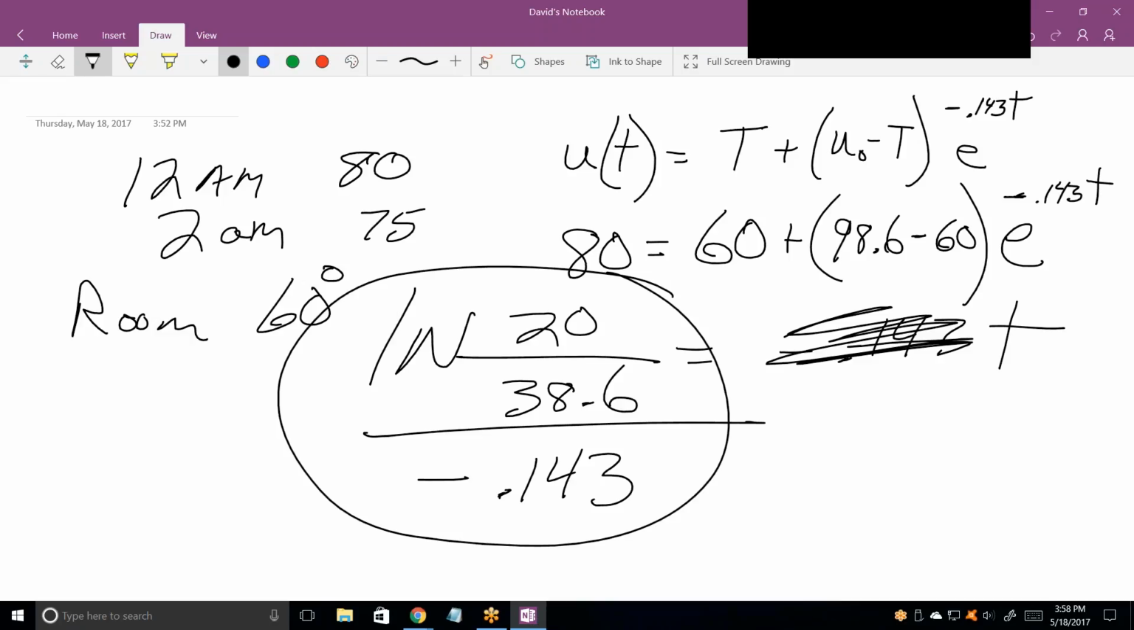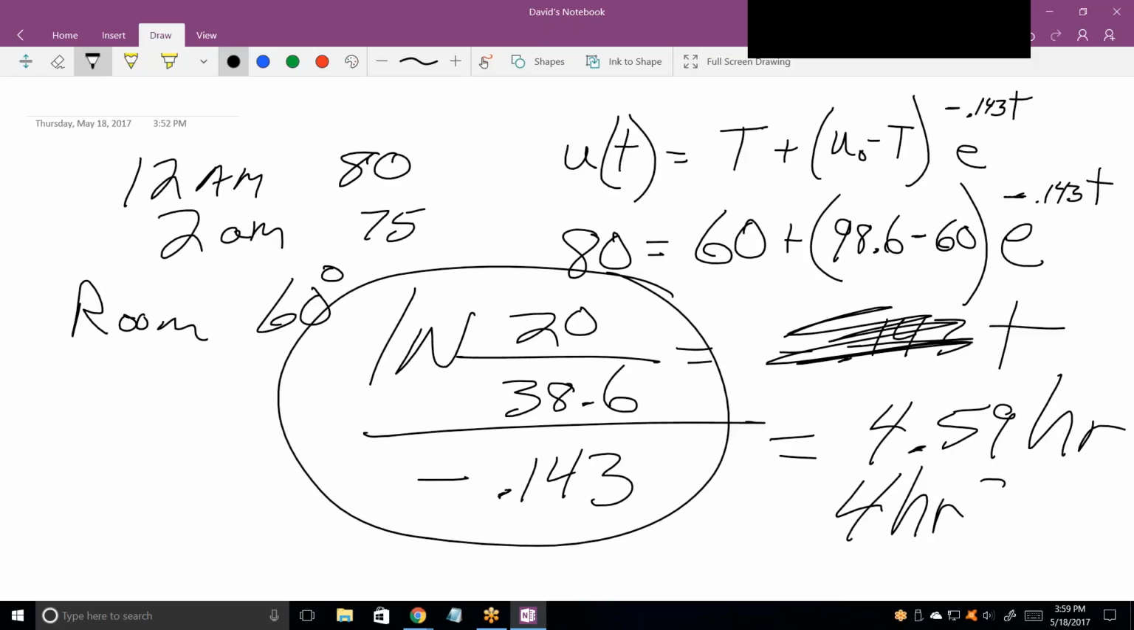And that time is 4.59 hours. Okay, so now tell me, what time did he die? Hold on, 4.59 hours. You multiply 0.59 by 60, and that equals 35. So it means that it took 4 hours and 35 minutes.